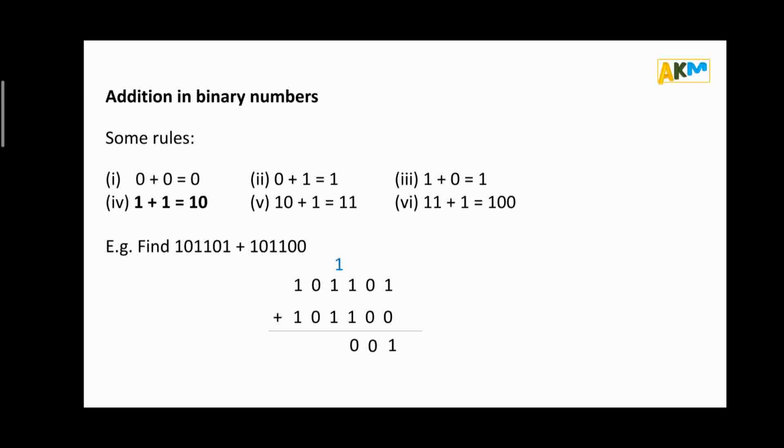So we will add the left column digits, that is 1 plus 1 is 10, 10 plus 1 is 11. So we will put 1 here and again carry that 1 to the left column. So again 0 plus 0 is 0, but 0 plus 1 is 1. So we will put no carry. So there 1 plus 1 is again 0 with carry 1, because it is 10. So that carry 1 will be put in the leftmost. So this will be the answer.